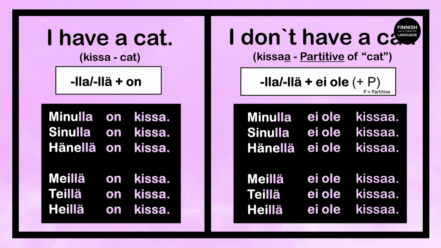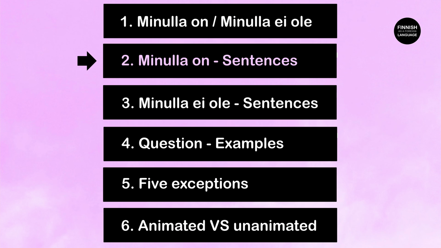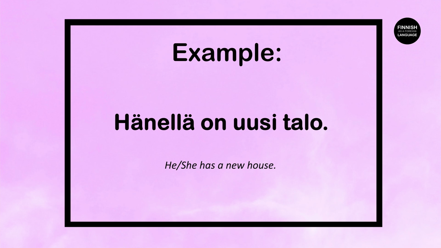Let's move on to our second chapter, forming some minulla on sentences. Here is our first example. Hänellä on uusi talo means he or she has a new house. So hänellä on is he or she has, uusi is new, and talo is house. Hänellä on uusi talo means he or she has a new house.